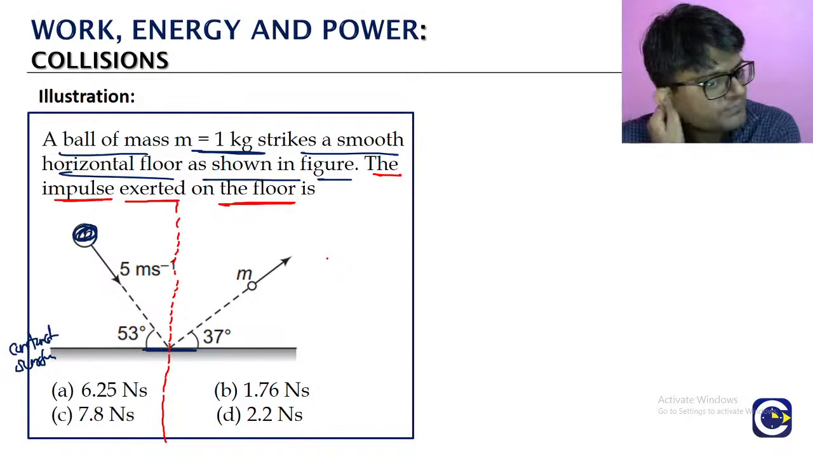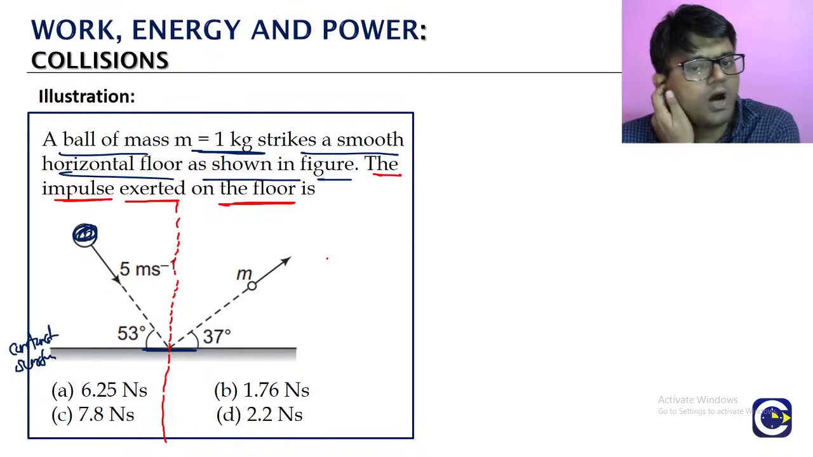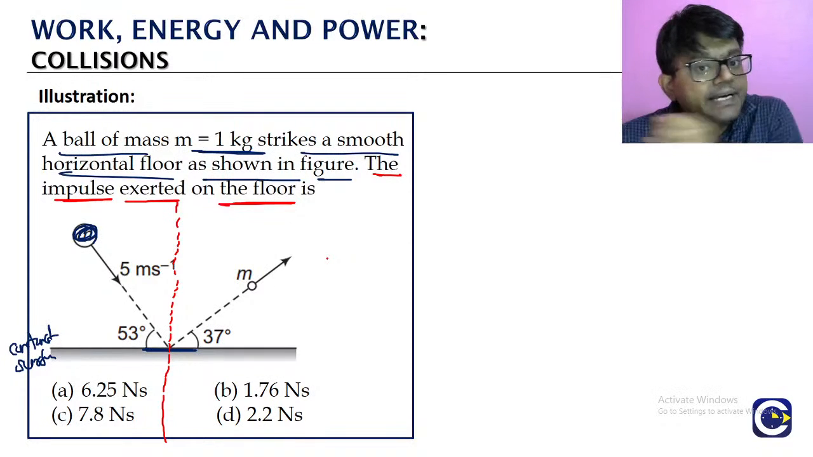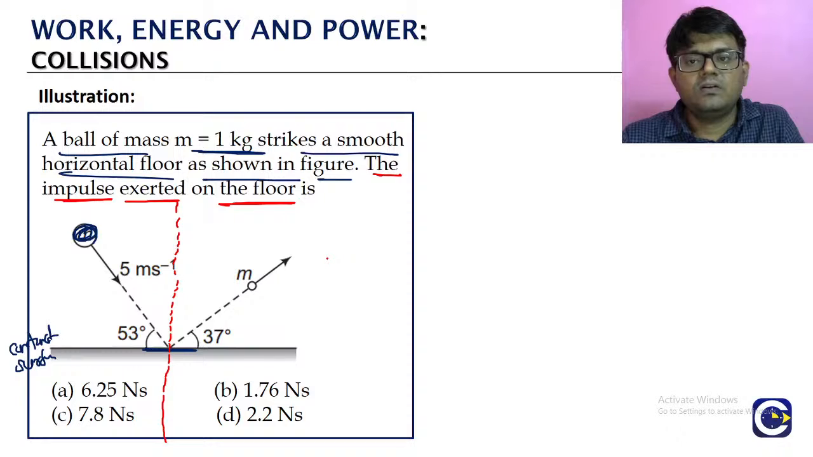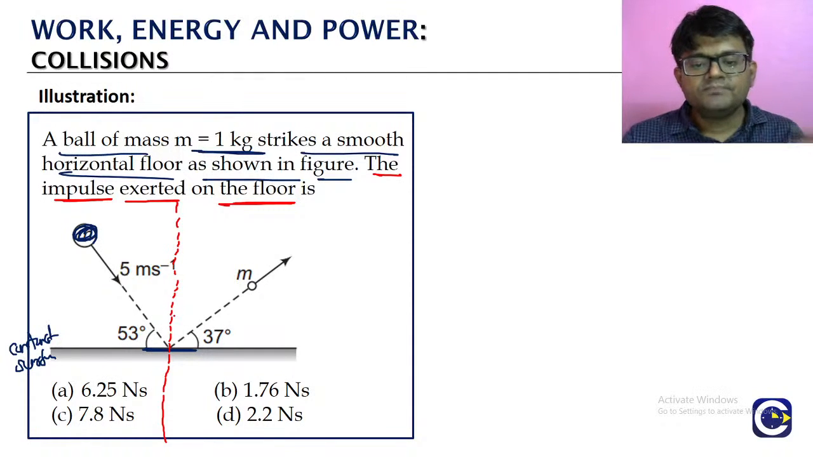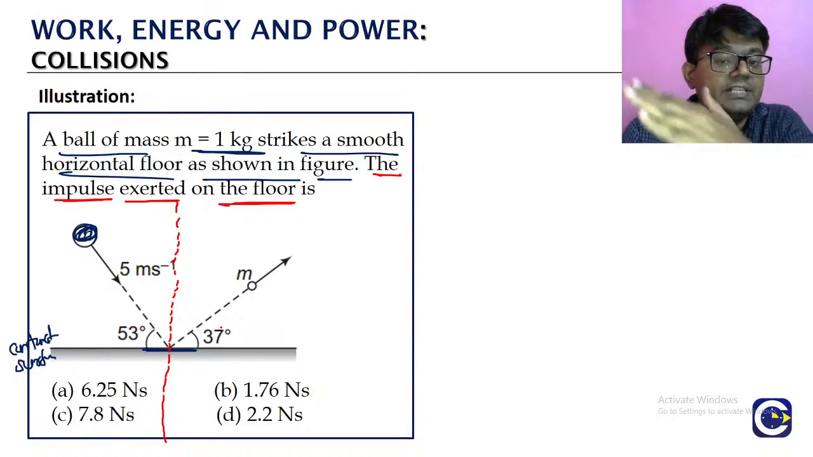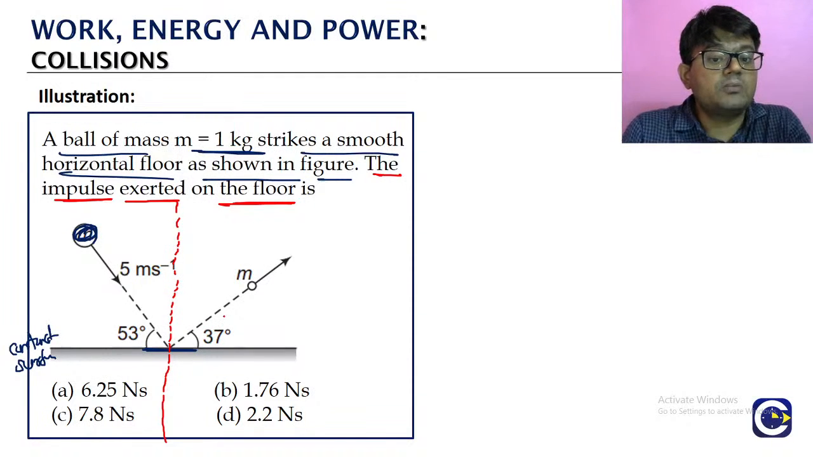Think of it. Because this is an oblique collision, they didn't even say whether it is elastic or inelastic. But since it is making a different angle after reflection, right? So after reflection it is making a different angle. Already we talked about it, right?